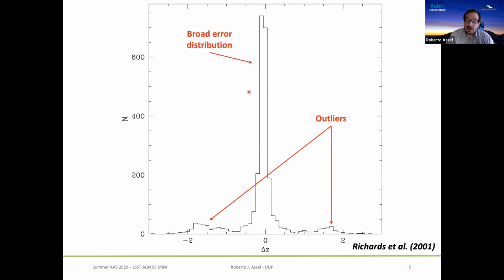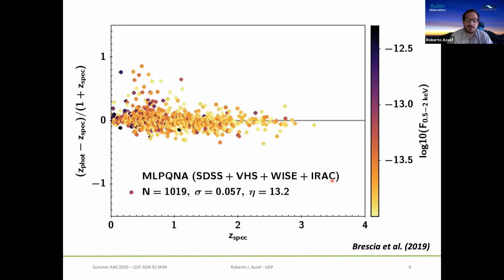This shows how broad the distribution in the difference of redshift can be and how far away these outliers can actually appear. Now, of course, as I mentioned, this is just using SDSS data and from some time ago. This is probably closer to what the state of the art is now. This is from work done by Brescia et al.